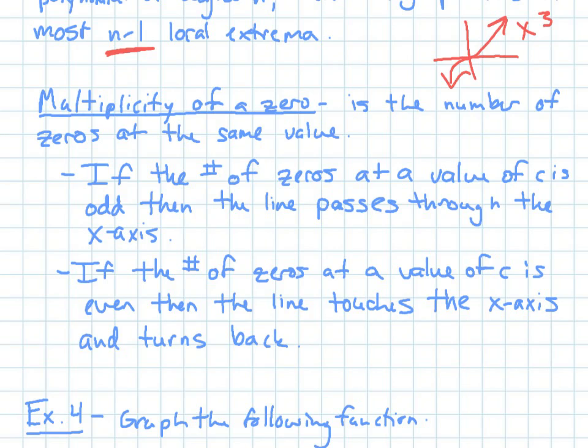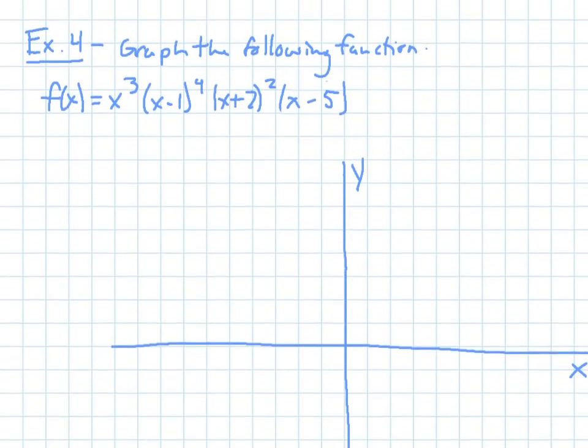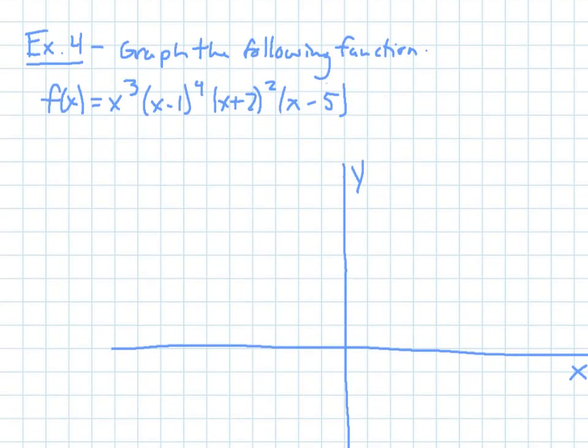Also, when the number of zeros at a value of c is even, the line touches the x-axis and then turns back in the same direction. But it does the same kind of thing. As you get more of them, the line becomes flatter and closer to your x-axis because you're creating a higher power, which creates fractions closer to the x-axis. Okay? So here we have a fun graph that has multiple multiplicities.